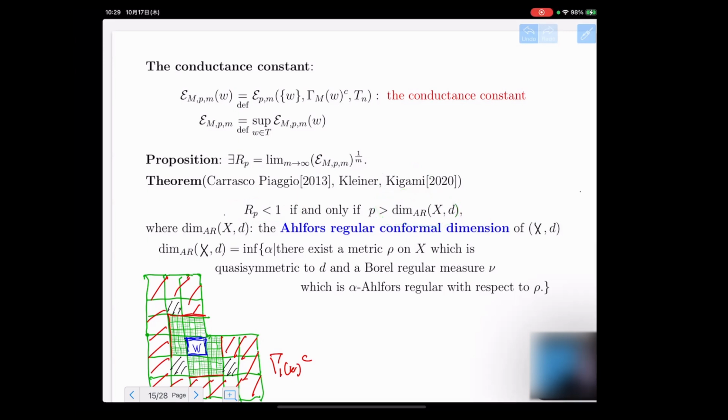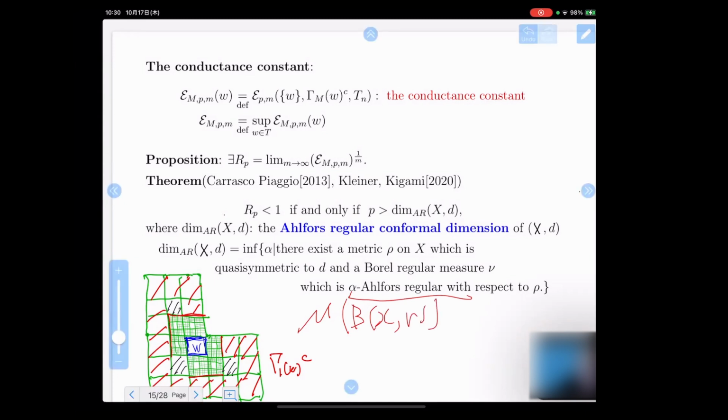And what is the Ahlfors regular conformal dimension? So that is the infimum of alpha such that there exists a metric rho on X which is quasi-symmetric to the original metric d, and there is a measure mu which is alpha-Ahlfors regular with respect to rho. Okay, so alpha-Ahlfors regular means the volume of the ball with radius r is comparable with r to the alpha. And naturally, in this case, the Hausdorff dimension of the space is alpha.